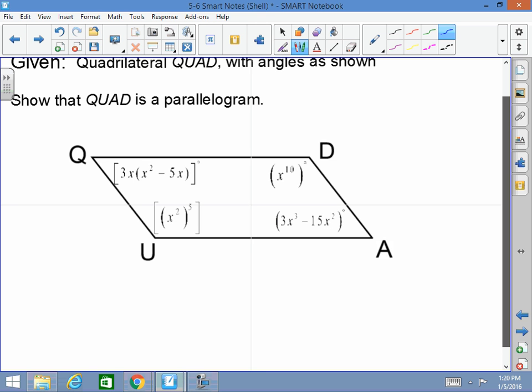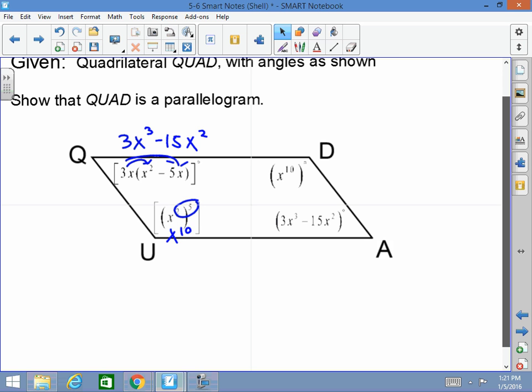So what happens here, guys, when you raise a power to a power? You multiply them, so that's x to the 10th. Or you could distribute, which just becomes 3x cubed minus 15x squared. So either way you look at it, opposite angles are congruent. That's it. It's a parallelogram. You only have to prove one, if I'm not mistaken, from our first slide, right? Yep. Just one pair. So if one was congruent, the other one wasn't? If one was congruent, the other one has to be, by definition, because the two consecutive angles are going to be supplementary. So, thank you, my brother.